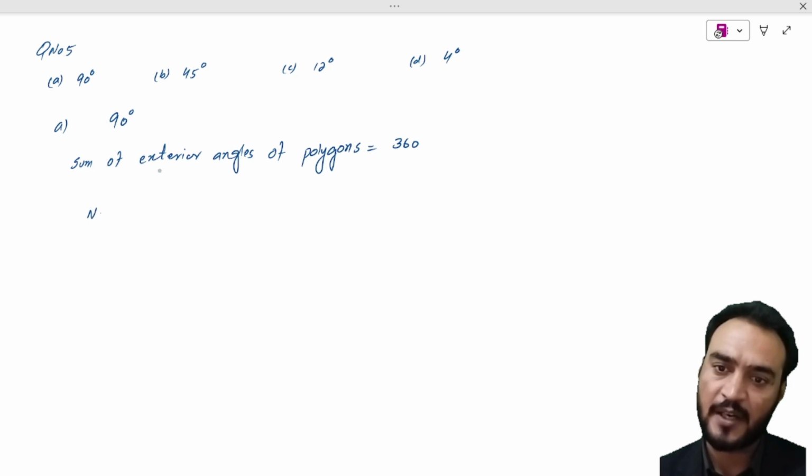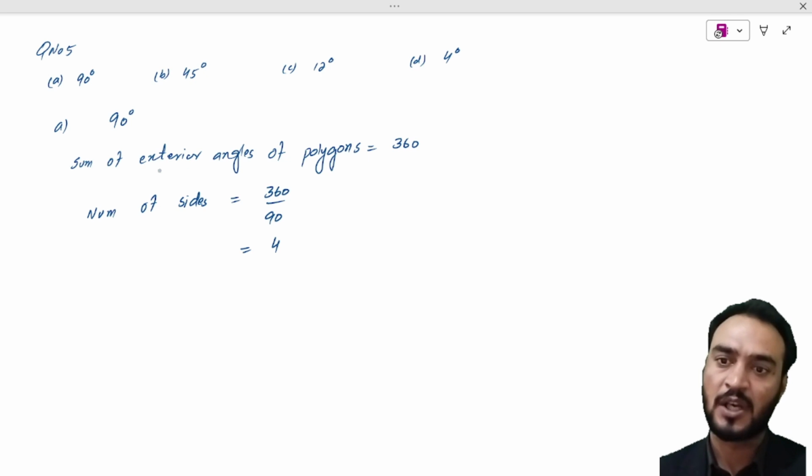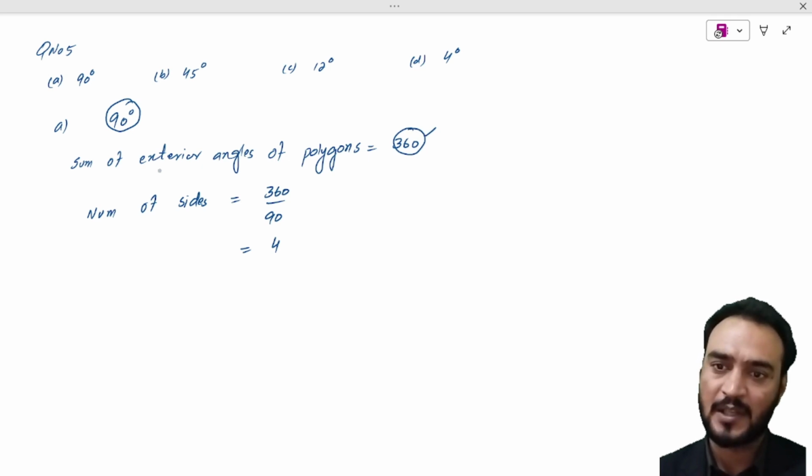So the number of sides of the polygon is equal to 360 divided by 90. Dividing by 90 we get 4 as the answer. So this polygon has 4 sides, whose each interior angle is equal to 90 degrees. So the sum of exterior angles is 360 degrees. We divide this sum by the given exterior angle to obtain the number of sides of a polygon. So this becomes the answer.